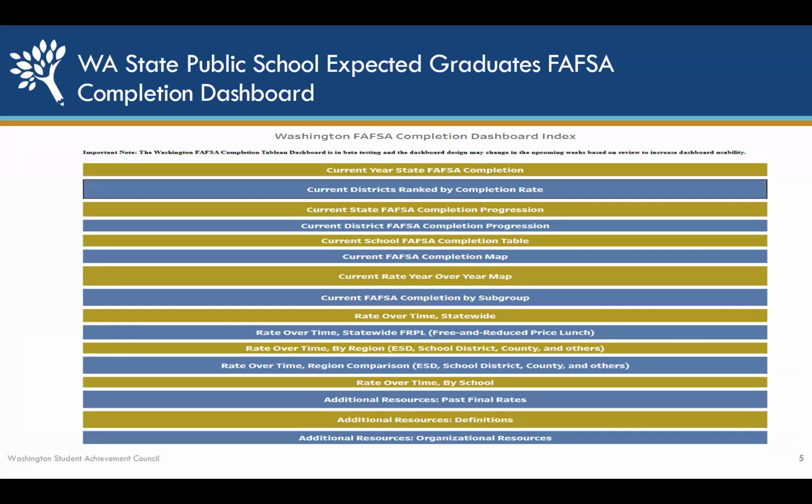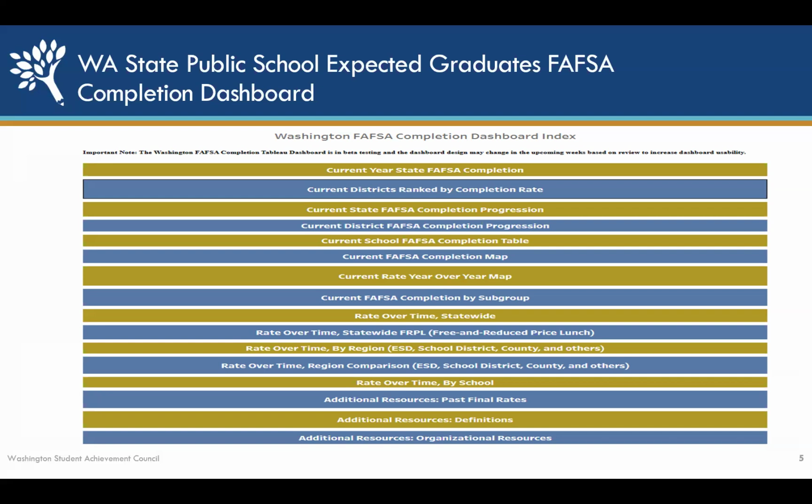The first dashboard is based on the WSAC FAFSA Completion Portal. This data comes from two data sources, OSPI enrollment records from CEDARS and the FAFSA applications from the U.S. Department of Education. The portal then matches the student apps with the data from the OSPI student records. This will be discussed further into the video. This dashboard is updated on a weekly basis on Tuesday and has a variety of information throughout the dashboard.